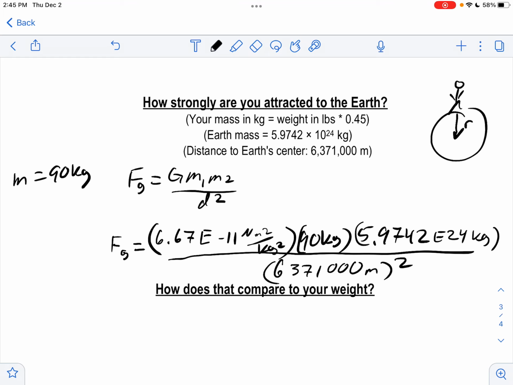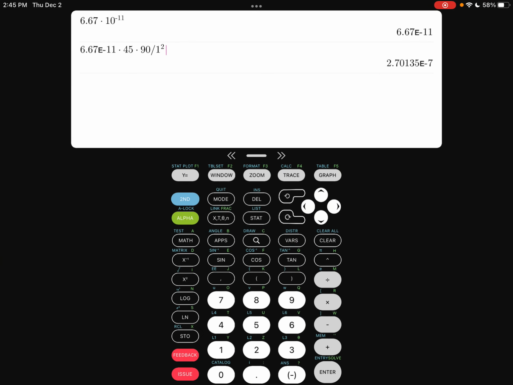Let's all do that together real quick. I'm just going to start with that 6.67. I'm going to hit the second key, the EE button right above the 7, minus sign, not the subtraction, the minus sign, negative 11th. Times my sample mass of 90 kilograms, times the mass of the Earth, 5.9742. Second key, EE button above the 7, 24th, 5.9742 times 10 to the 24th kilograms. Divided by that distance, 6371000 squared. And this number, 8.3553, blah, blah, blah, e to the 2.